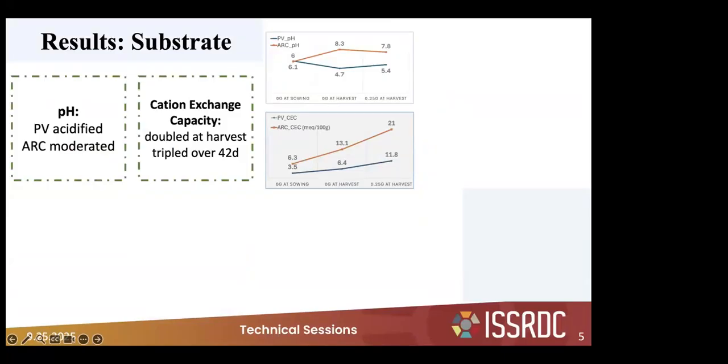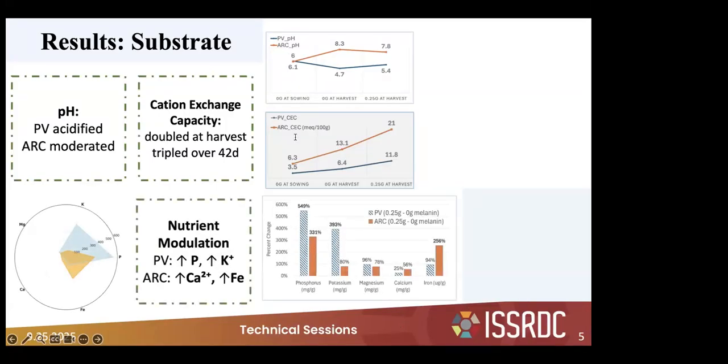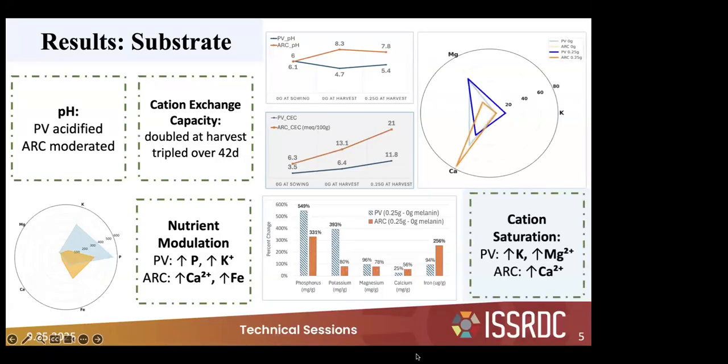So let's look over the results. Melanin clearly reshaped root zone chemistry, but in different ways for each substrate. In perlite vermiculite, it buffered acidity, tripled nutrient retention capacity, and boosted potassium and magnesium availability. In arsenite, it moderated alkalinity, but it reinforced iron and calcium dominance, which can suppress other nutrients. Overall, melanin didn't act uniformly. It tailored each substrate's chemistry in unique ways, showing its potential as a flexible amendment for space farming.